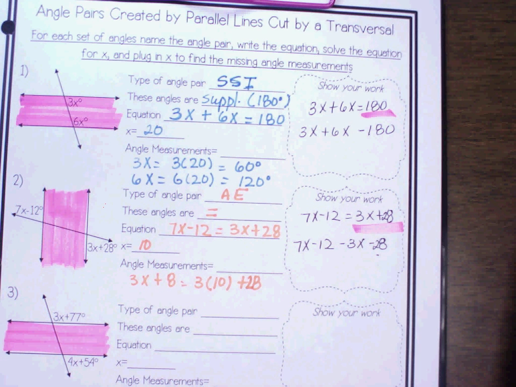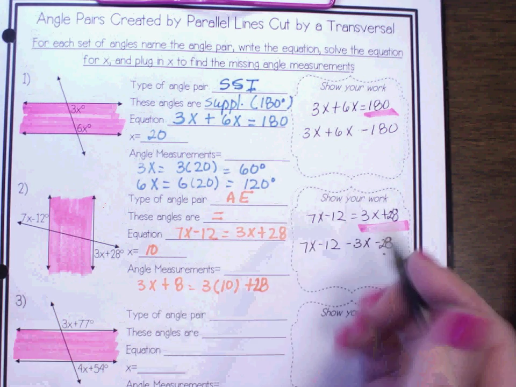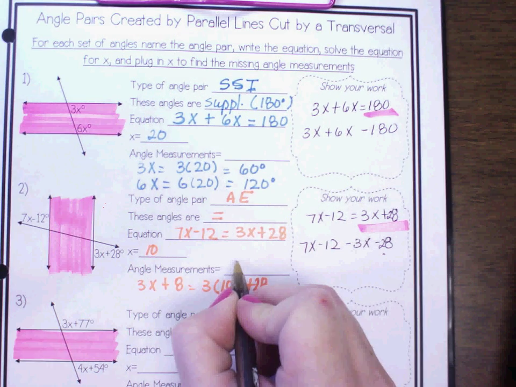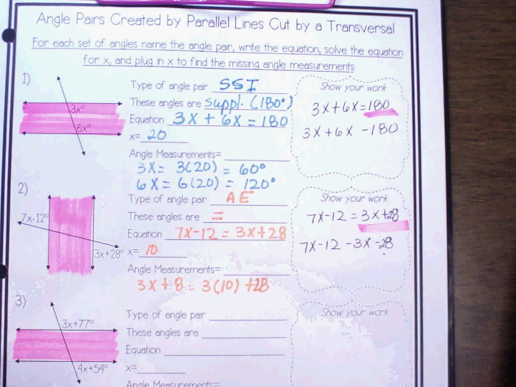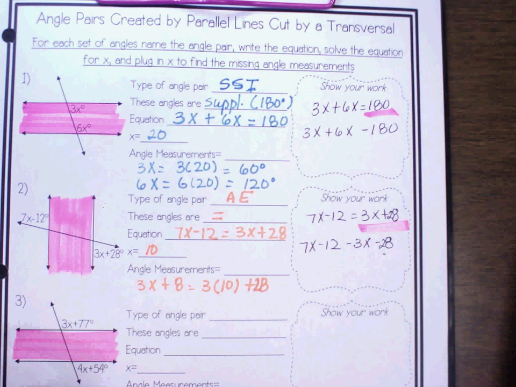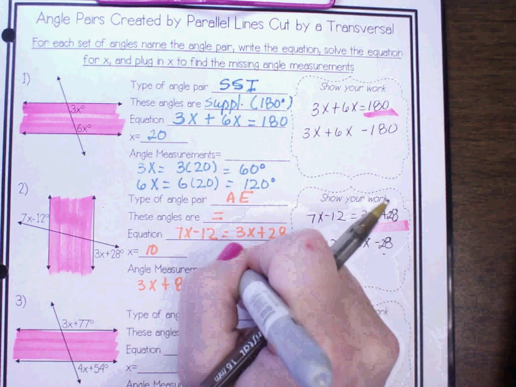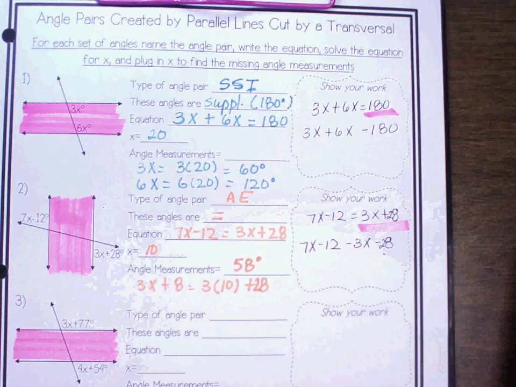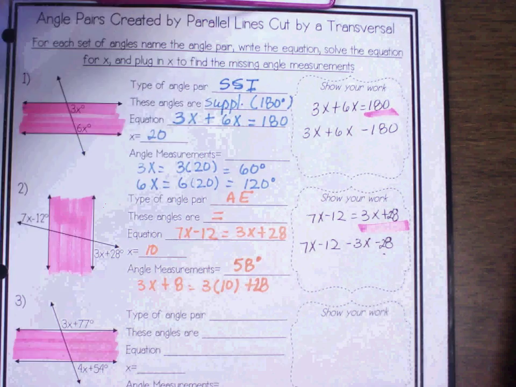Oh, then we did this wrong. I'm sorry. Let's go back. Did you guys do it right? Did you guys do it with a 28? And it was 10? Okay. Then I'm the only one that messed up. All right, thank you, Juliana. So 3 times 10 would be 30 plus 28.